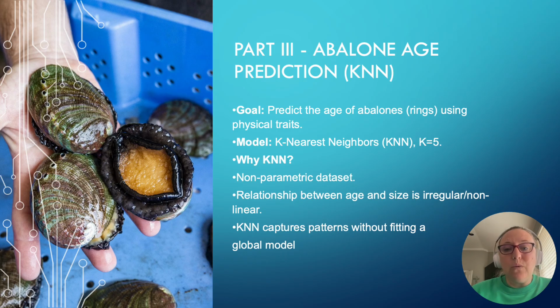In part 3, we use the abalone dataset. We're dealing with various physical distributions in this particular dataset. And K nearest neighbors was selected as the algorithm that we would evaluate this data with because the relationship between physical size and age is nonlinear. A linear model would struggle here, but KNN works well by looking at the neighbors, or similar instances, to predict the age of new abalones.